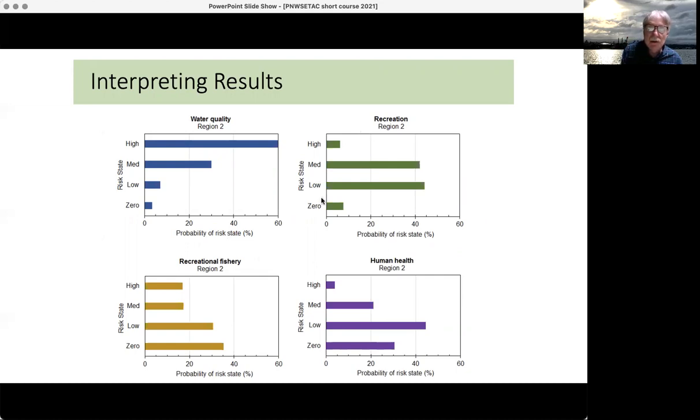Here's the recreation. Not at particularly high risk. It's the medium and low categories. The recreational fishery is the endpoint that has the highest probability of having a low or 0 risk. And human health is actually at the lowest risk in this particular region 2. And each of the bar graphs are describing that.